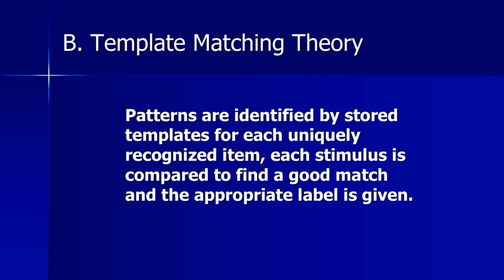This is an old theory about how we identify stimuli in the environment. The idea is that patterns are identified by stored templates for each uniquely recognized item. Each stimulus is compared to find a good match, and then the appropriate label is given. So basically we're going to take a template and compare it to a stimulus in the environment. There are other more modern versions of this where we're comparing what they're looking at to some sort of prototype, and we'll talk more about those kinds of theories, prototypes and exemplars, when we get to categorization.